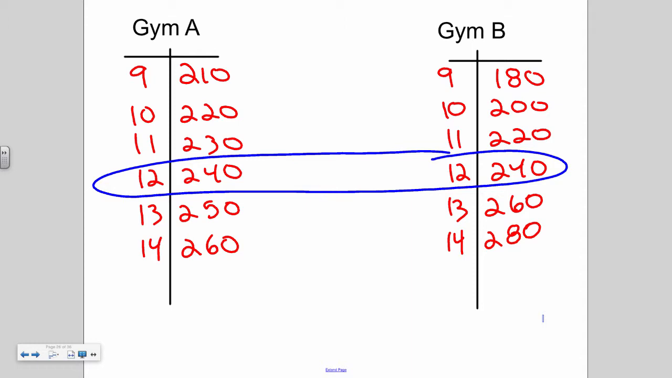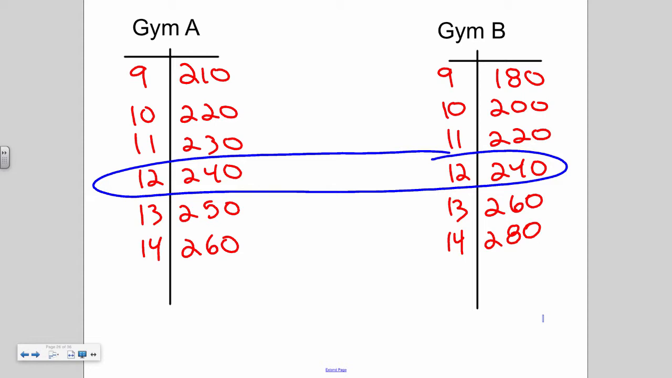So when is it better for Gym A? Gym A is better if you're going to be there for more than a year. And when is it better for Gym B? When you're going to be there for less than a year. If you're going to be there for exactly a year, it doesn't matter which gym you join, because that is the same thing.